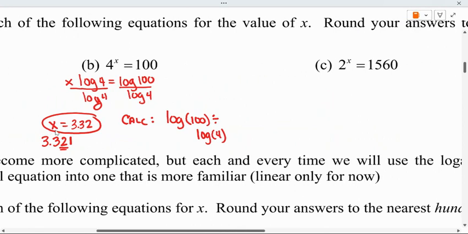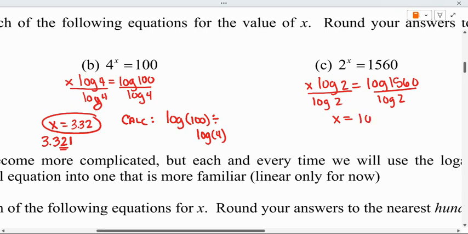Set up C. Anyone? Go ahead, Max. Yeah, tell me you guys don't love this. So we're dividing both sides by log 2. Dividing both sides by log 2. So x equals what?